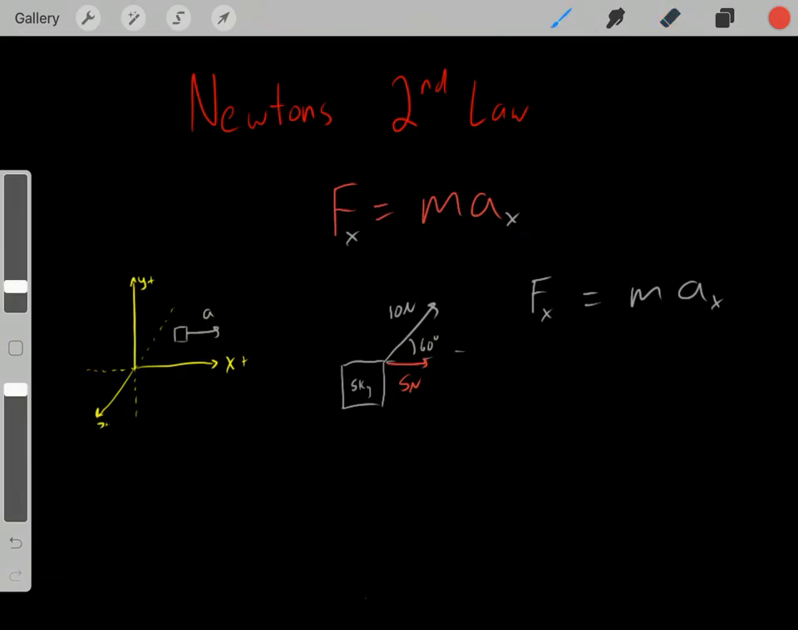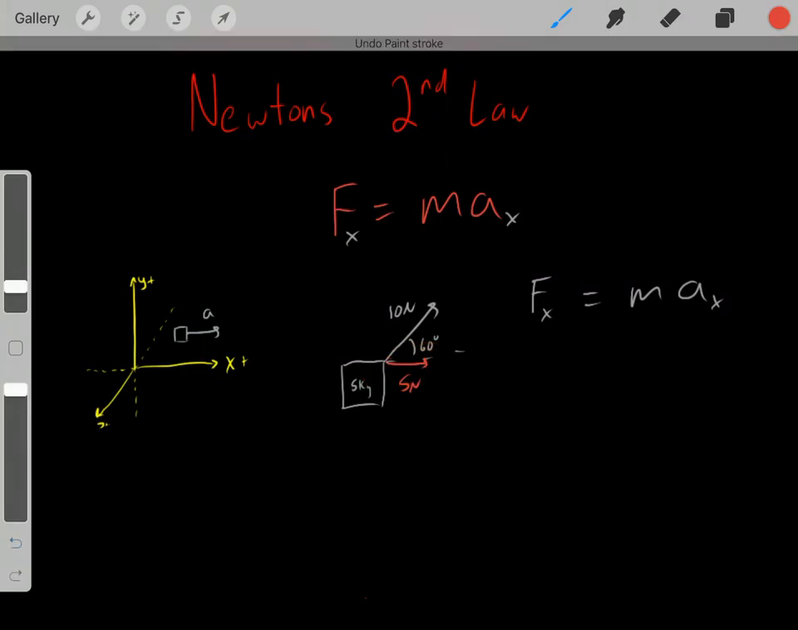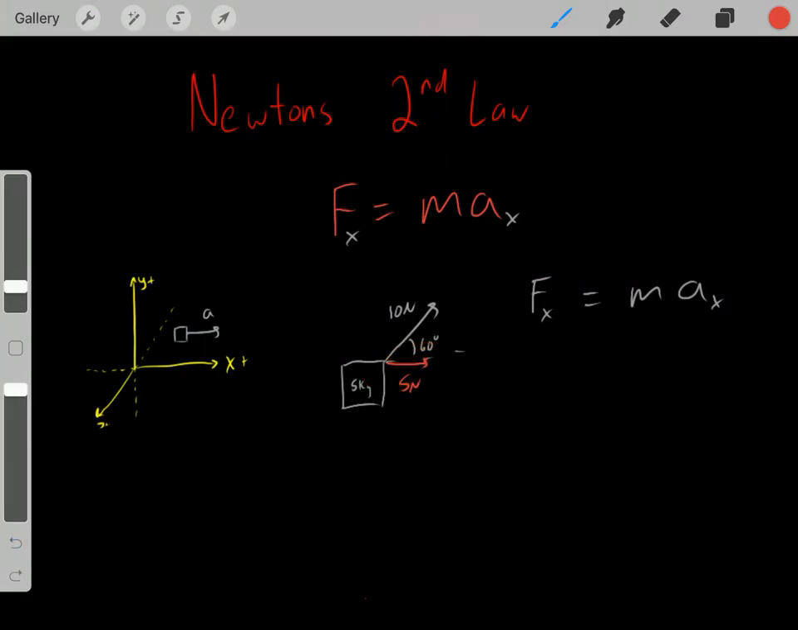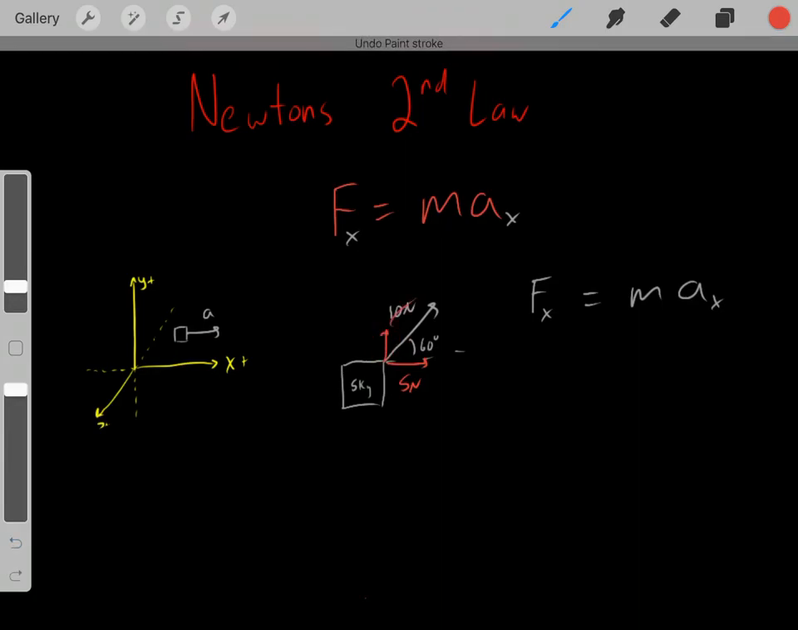But again, if we want to find the acceleration in the x direction, we need to find the forces in the x direction, because only this 10 newton force has a component force in this y direction, but that doesn't influence the acceleration in the x direction. So we don't care about that force. We're only interested in the force in this x component, because it's only this force that contributes to the acceleration in the x direction. So this is the only force that should be included in this formula.